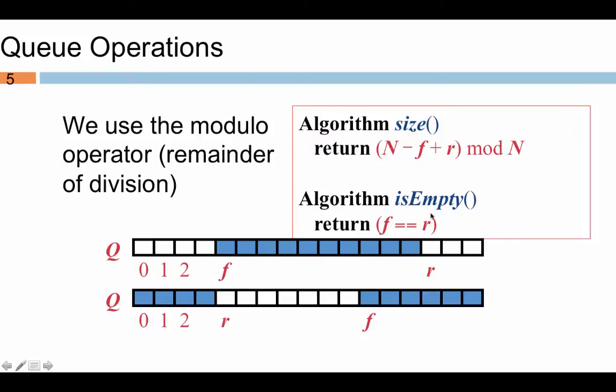Here is a function which checks if the queue is empty. If f is equal to r, then the queue is empty. Definitely this is the condition when the whole array itself is empty, but subsequently, if all these elements, the blue elements, are dequeued, then f will point to r, and that will be an indicator that the queue is empty.